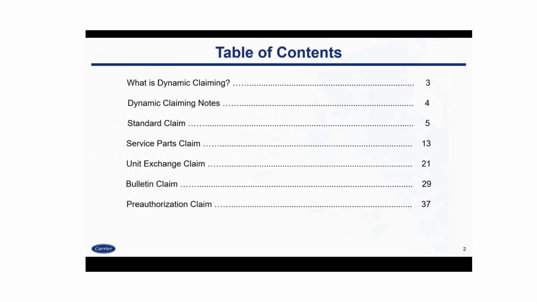In this video, we will cover what is dynamic claiming notes, and then we'll break down by the warranty types, first starting with standard parts claims, service parts claims, unit exchange, bulletin, and pre-authorization claims.